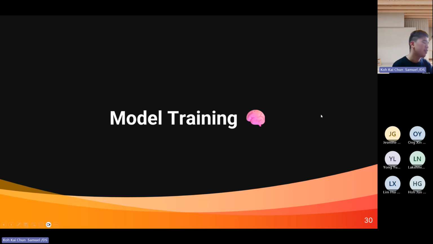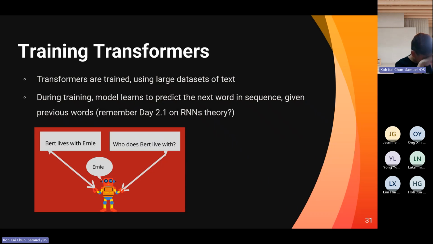So now we move on to model training. During model training, we will zoom in on how ChatGPT tries to look into this data. Simply, it trains using large data sets of text. And during training, the model learns to predict the next word in the sequence given the previous words.